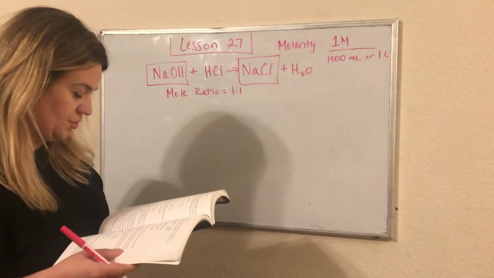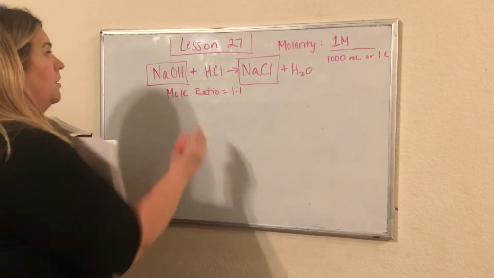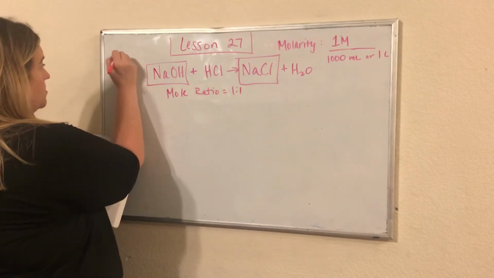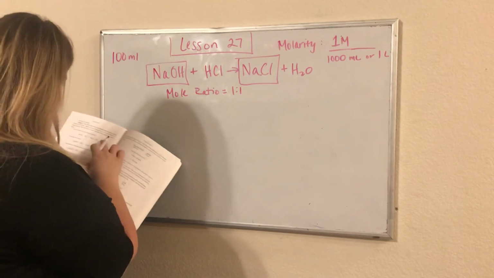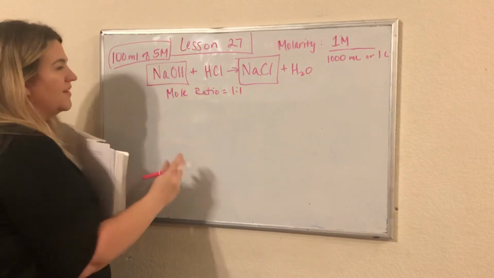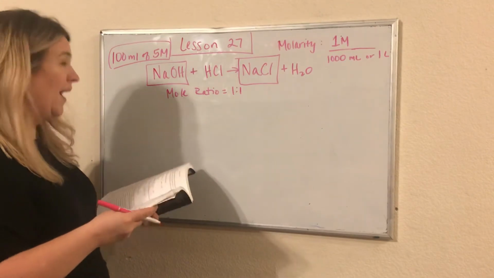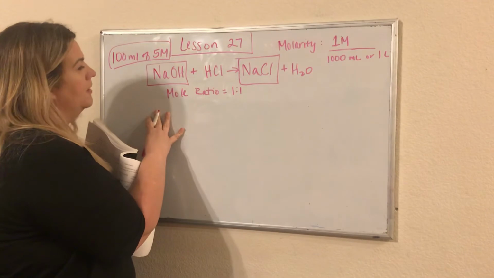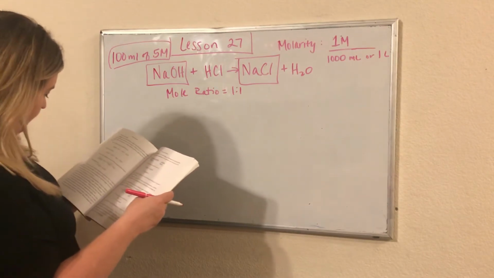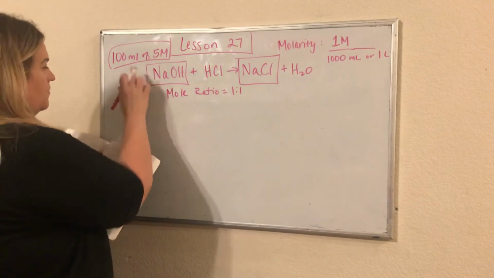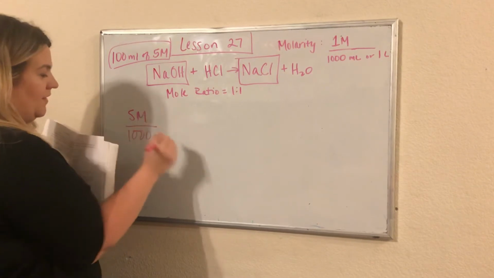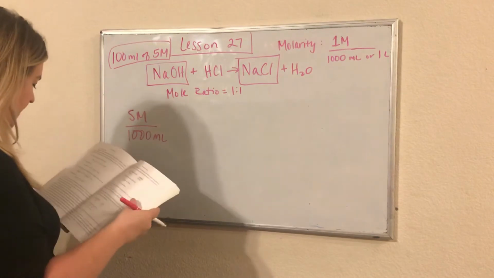The next part that we need to do is figure out how much sodium hydroxide we're starting with. What we know about the sodium hydroxide is we have 100 milliliters of a 5 molar solution. So let's figure out how many grams of sodium hydroxide we started with. Our first step is figuring out this solution. We've got 5 moles in 1,000 milliliters, right? That's the molarity of this sodium hydroxide.